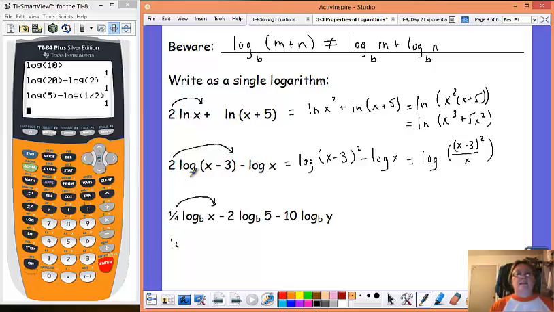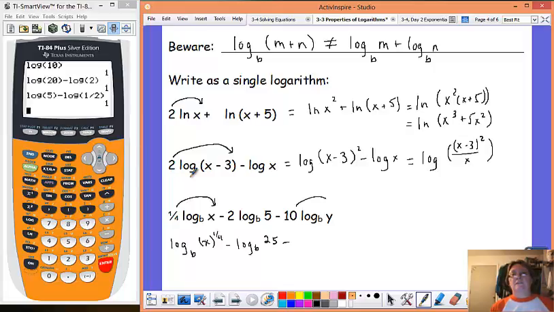So I'm going to write that this way. Log base b of x to the 1/4 power minus log base b, see, I'm going to apply that power rule in reverse, of 5 squared. Well, that's just 25.